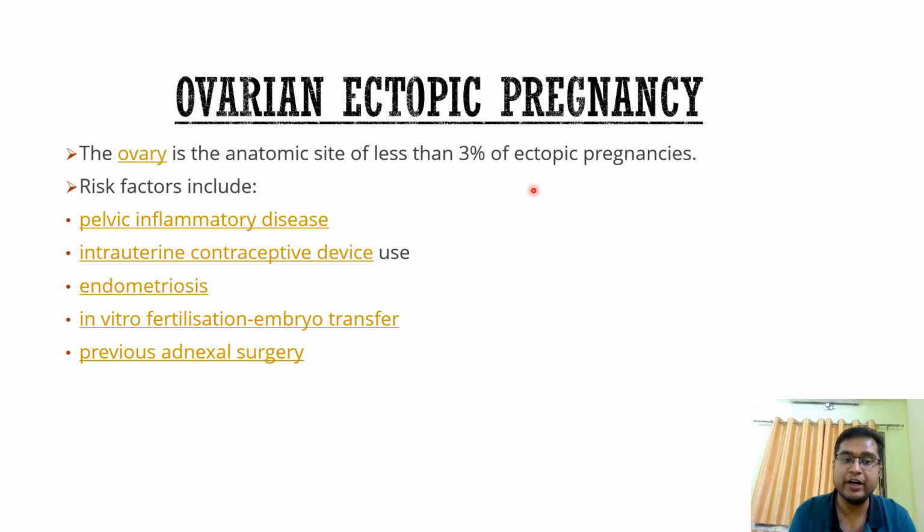So ovarian ectopic pregnancy is less than 3% of the ectopic pregnancies, and the risk factors include pelvic inflammatory disease, IUCD, endometriosis, in vitro fertilization, embryo transfer, and previous adnexal surgery. So on asking, she had a history of pelvic inflammatory disease in the past. So this is a very interesting case that I wanted to share, so that we are well aware of such possibilities in future.